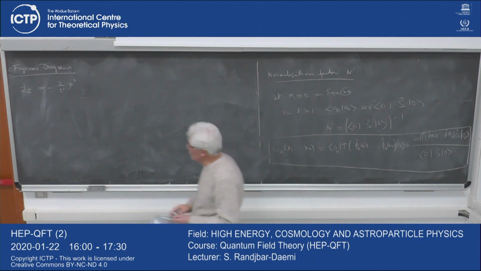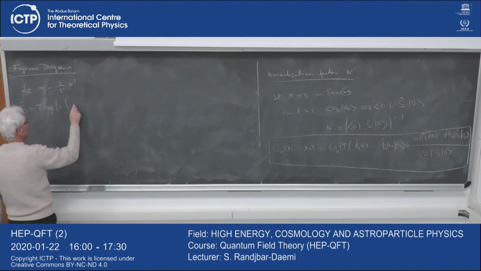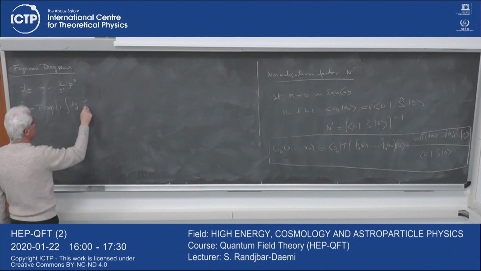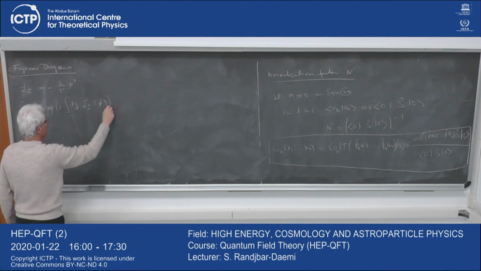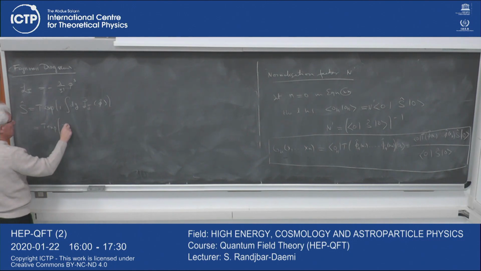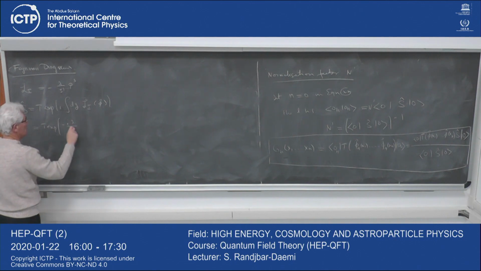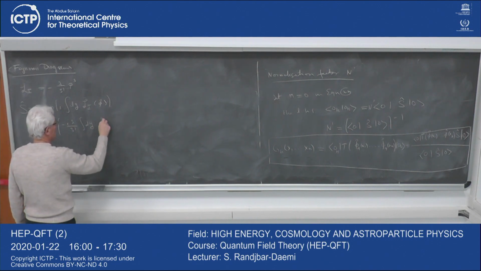Let's first look at the denominator. In the denominator we have S hat, which is the time ordered product of the exponential of i times the integral dy of L_I of phi hat. For the example that we have, it's the exponential of minus i lambda over 3 factorial, integral dy phi hat cubed.